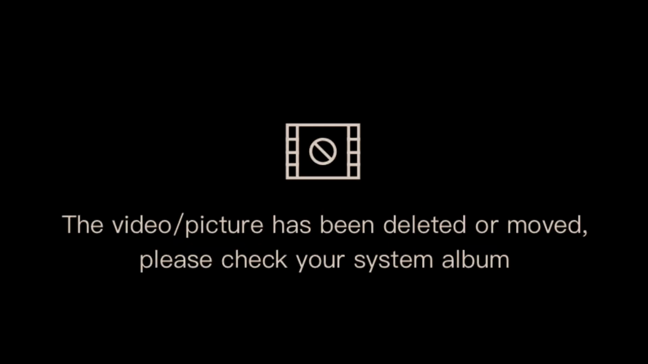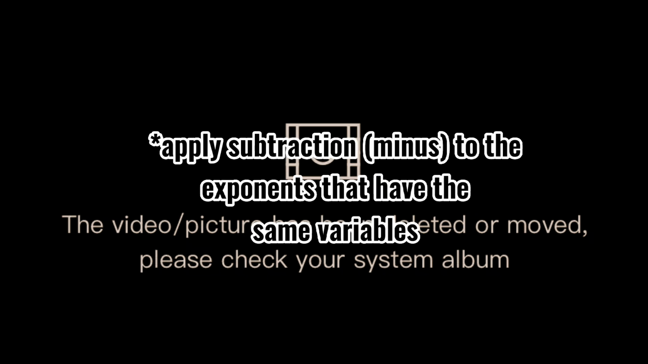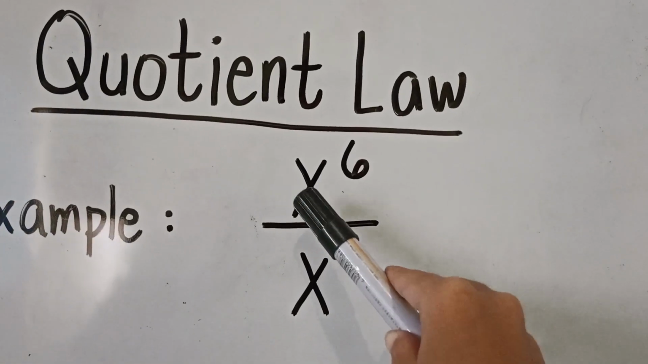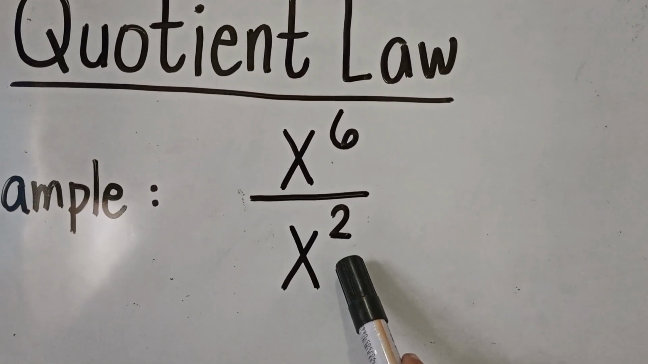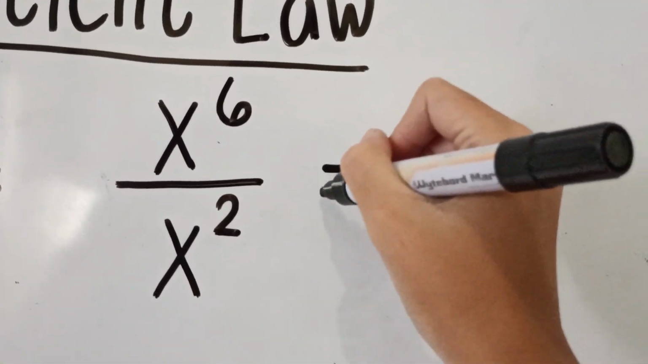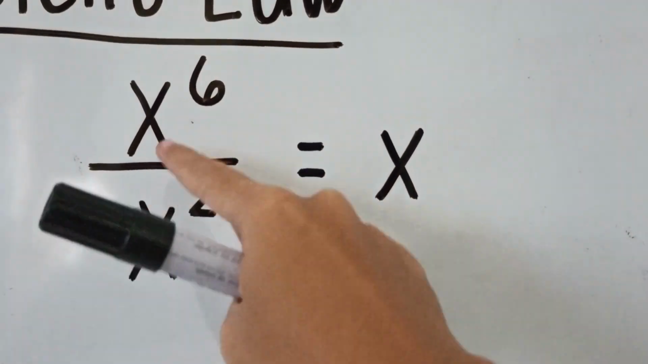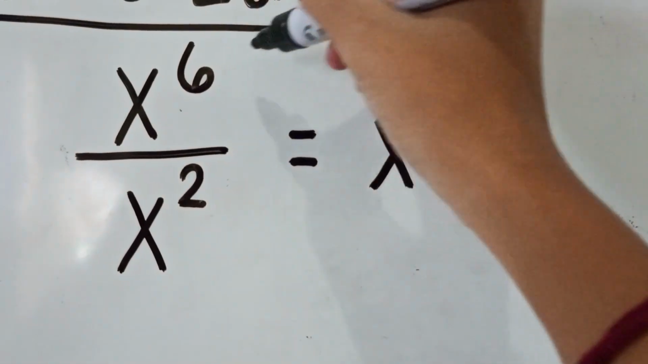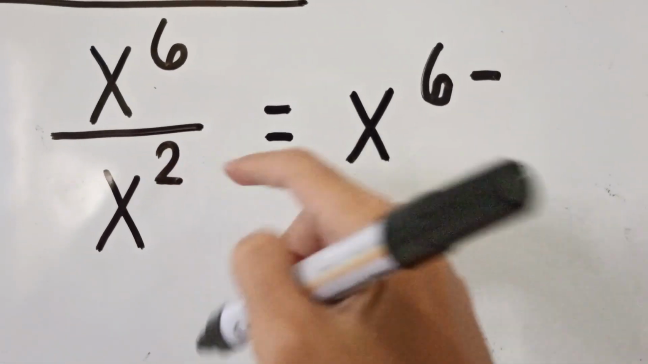Another one is the quotient law. Apply subtraction, or minus, to the exponents that have the same variables. Let's have some examples. We've got here x to the power of 6 over x squared. So if you see a formation like this, all we need to do is to subtract the exponents. First, copy the variable that is the same, which is x. And then we write first the 6 and then subtracted by 2.